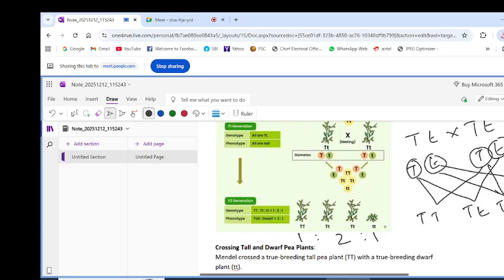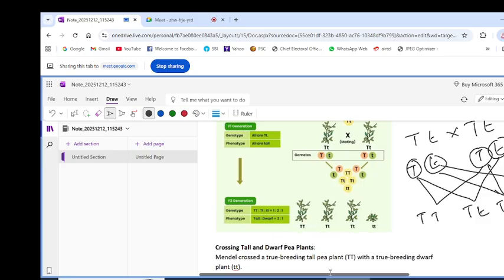1:2:1. But the phenotypic ratio, you can see, is 3:1. What is the phenotypic ratio? Phenotypic means the observable trait, the characters that we can see outside. So in this picture, you can see that they are tall, and this is short. Normally we write 3:1 because this is the observable trait.